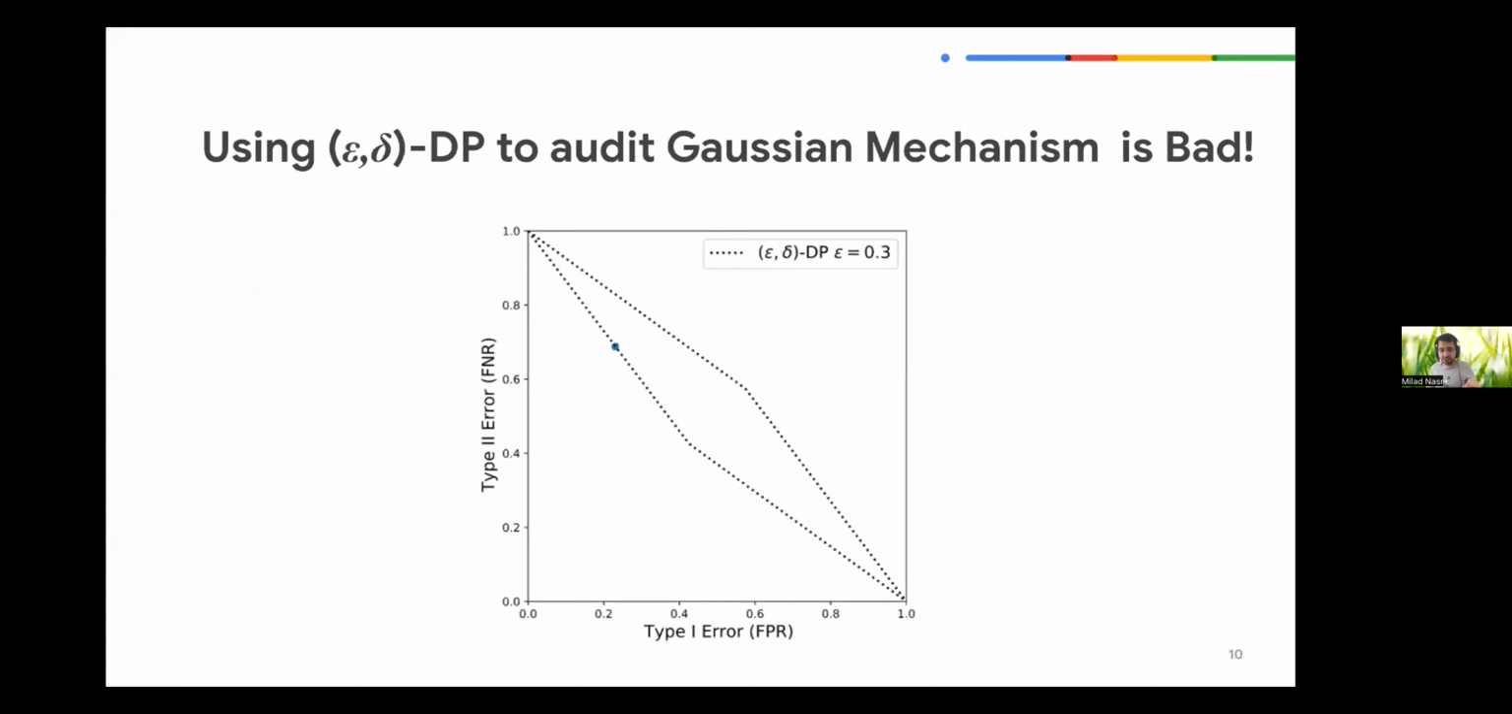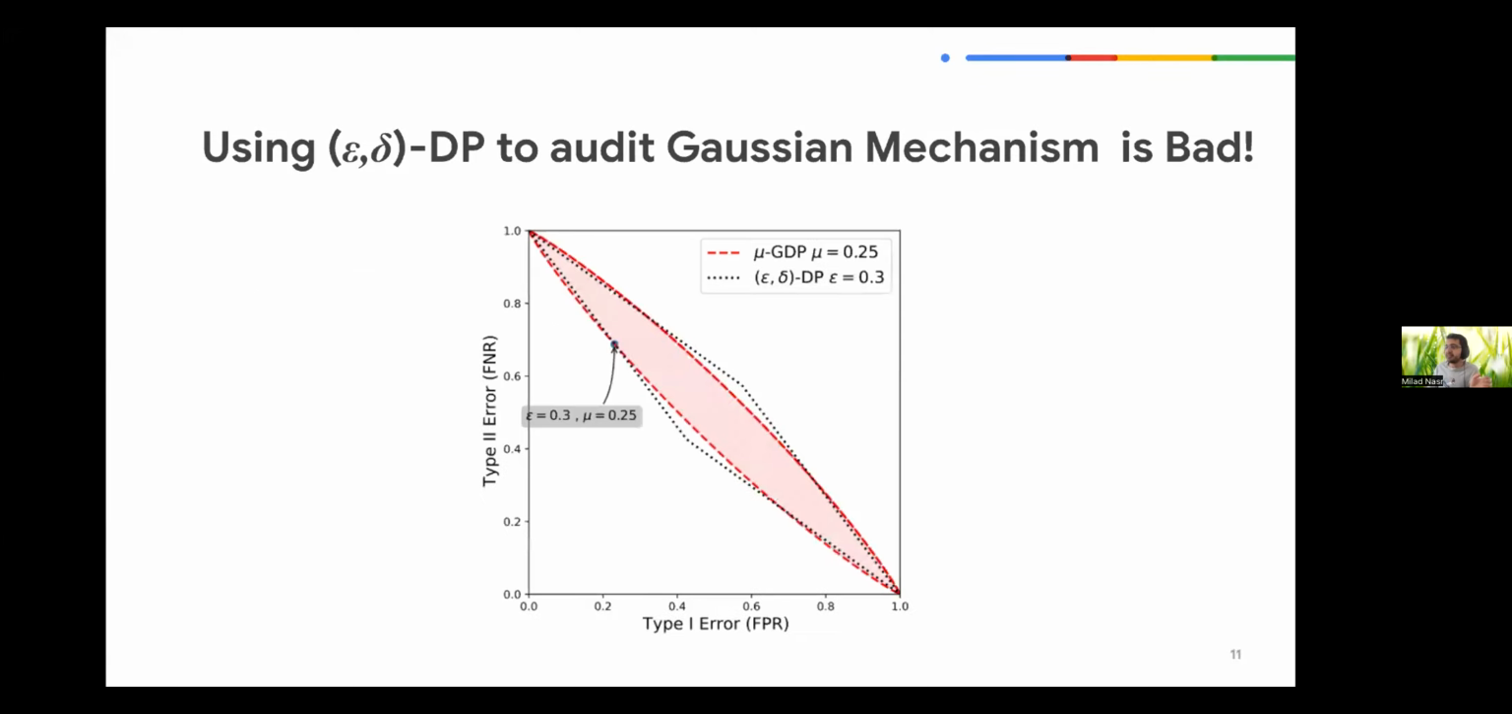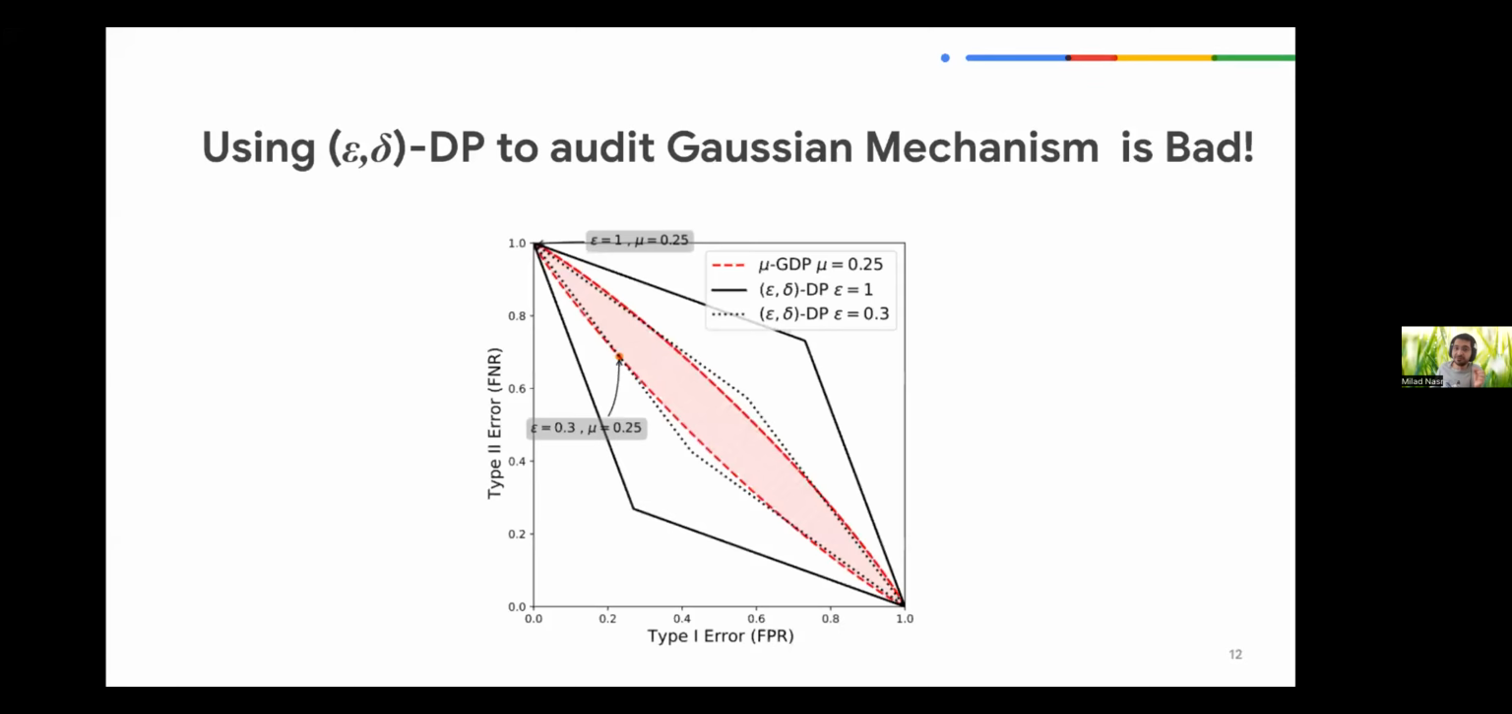But if we know that the mechanism that we got this false positive, false negative from is a Gaussian mechanism instead of just a generic epsilon delta mechanism, we can use the trade-off function from this Gaussian mechanism and find out, for example, that the noise used in this Gaussian mechanism was 0.25. If you know that your mechanism is Gaussian, and you know that your false negatives have a specific point, then you can get a better guarantee. So for the same point, by just knowing that your mechanism was Gaussian, you can get, for example, an epsilon lower bound of 1 instead of 0.3.